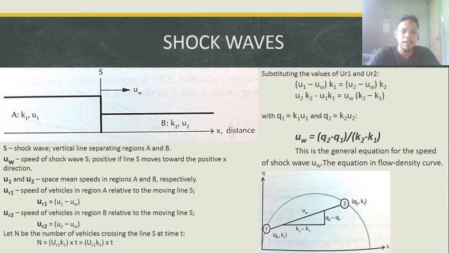So next is further explanation on shock waves. Here on the left side, we can see that S is the shock wave, the vertical line separating regions A and B. U sub W is the speed of the shock wave, positive if line S moves towards the positive X direction, so on the right side. U sub 1 and U sub 2 are the space mean speeds in regions A and B respectively. U sub R1 is the speed of vehicles in region A on the left side relative to the moving line S.